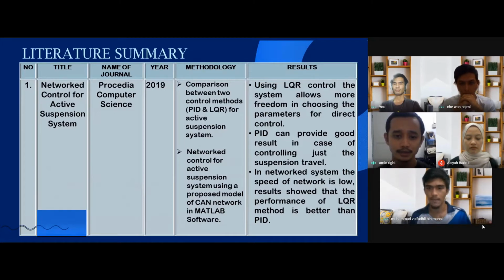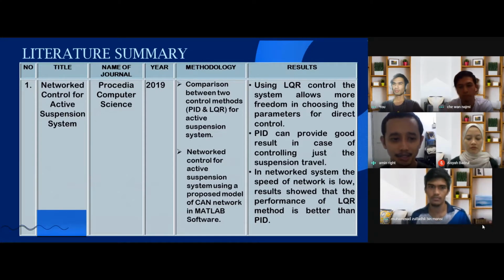For the result of the methodology, using LQR control, the system allows more freedom in choosing the parameters for direct control. Next, PID can provide a good result when controlling just the suspension cable. Lastly, in the network system, the speed of the network is low, so the result shows that the performance of the LQR method is better than the PID controller.